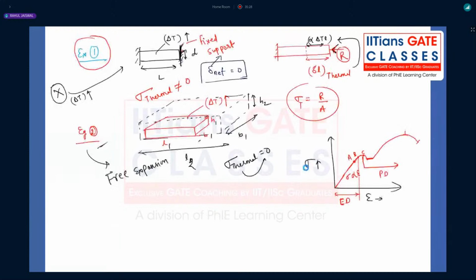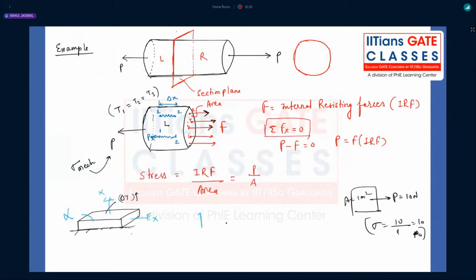And what will be the free body diagram of the right part? What will be the free body diagram of the right part? When you see the free body diagram, correct.